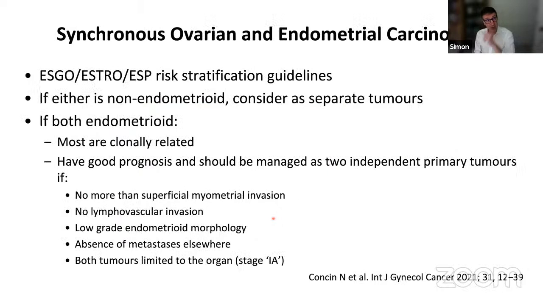Just a word about synchronous tumours. The ESGO-ESTRO-ESP risk stratification guidelines, which were adopted by WHO, are as you see on the screen. So to be considered synchronous primary tumours for patient management, and that is the key point. This is not about biology, it's about patient management. Then if both are endometrioid and low grade with the Scully criteria fulfilled essentially, and both FIGO stage 1A, which is really quite a restrictive criterion, then they're considered as synchronous primaries. This is creating some issues clinically, which we can talk about, but those are the current WHO recommendations.